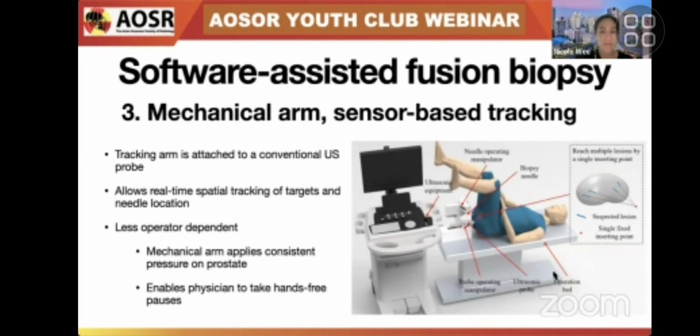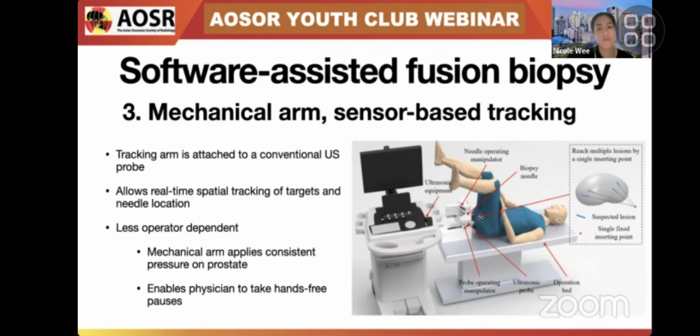The mechanical arm is good because it applies consistent pressure on the prostate gland, allowing for maximum accuracy of registration and consistent coupling. Also, given the use of the mechanical arm, it is beneficial in the sense that it enables the physician to take hands-free pauses and reduces the need for a second assistant. The image here shows the transperineal approach. The mechanical arm is used, and the ultrasound probe is inserted, where you see at the posterior aspect of the patient in a lithotomy position.